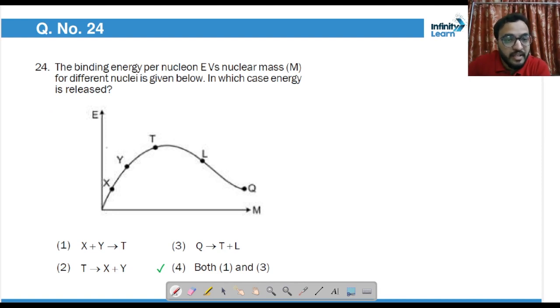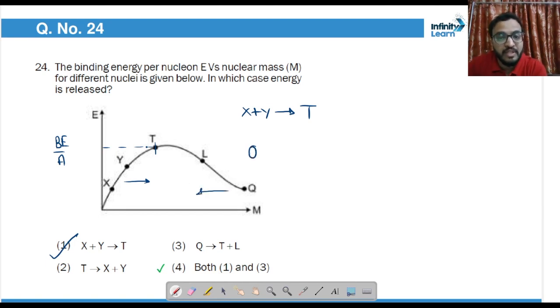See, T represents a point which has high binding energy per nucleon. So T represents the highest. So obviously every element will try to achieve T, try to move towards T. So definitely X and Y will try to fuse and move towards T. So there's a possibility X plus Y will become T. And definitely Q will try to break itself to move towards T. So Q is a heavy nucleus. So Q might break into T plus L.